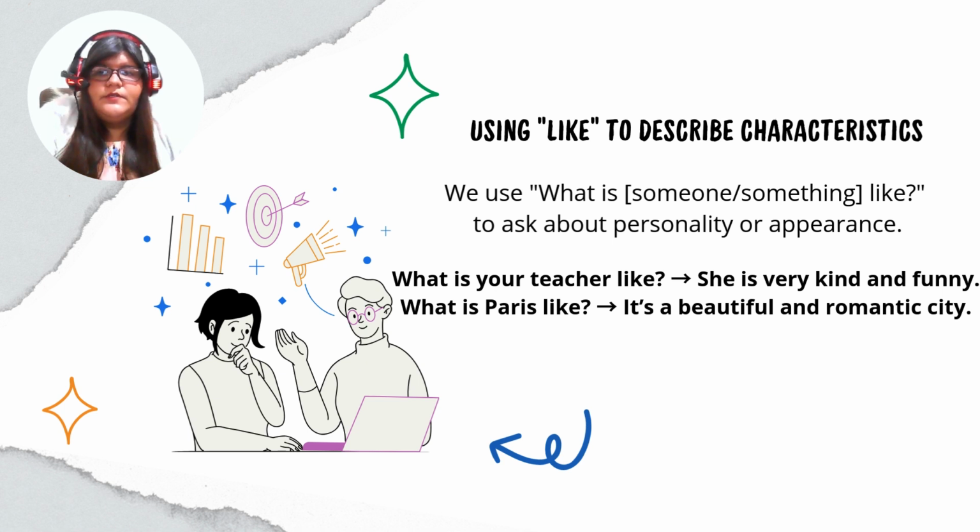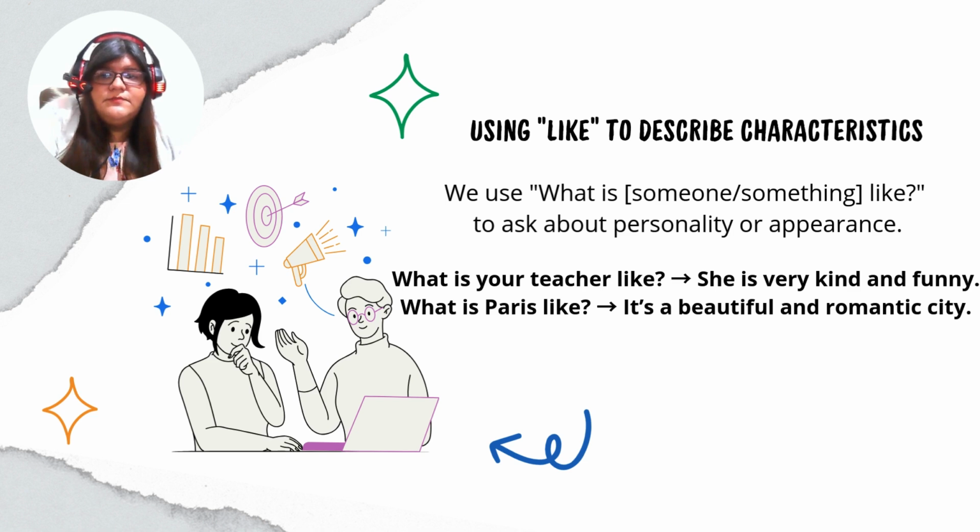Then we have here using like to describe characteristics. We use what is someone or something like to ask about personality or appearance. What is your teacher like? She is very kind and funny.